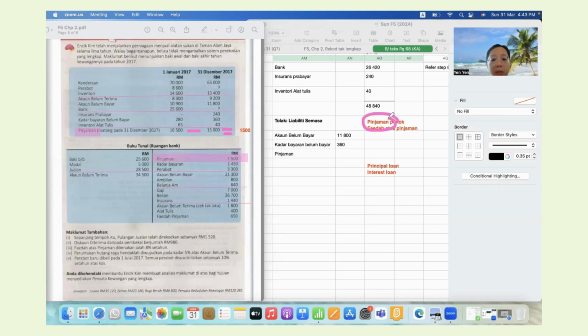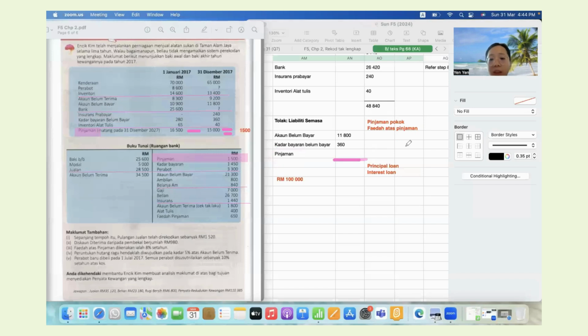Understood? Okay, so principal loan and interest loan are two different things. Principal loan, for example, let's say the car: I borrow 100,000 for the car. The bank wants to earn something, so the bank will charge you the interest. This one we call principal loan, which is a loan. Loan is under current liability. Interest is an expense. Understand here?